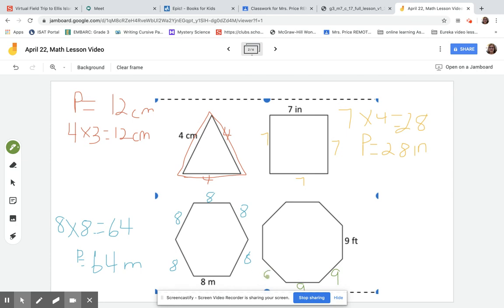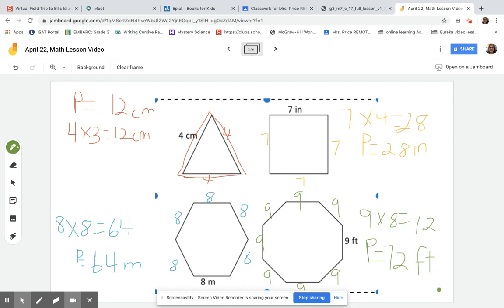So we're going to label all the missing sides. This one has 8 sides. They're all 9 feet long. So we can do 9 times 8 equals 72. So the perimeter of this shape is 72 feet.